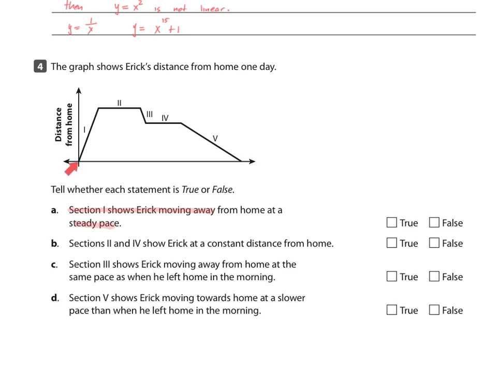That means that at 0, he's actually home. The point 0, 0 right here, let's label it. We're going to put, this point is going to be home. So if the y value is 0, that means that he's going to be home. So he's at home and he's going away from home at a steady speed. That's true.